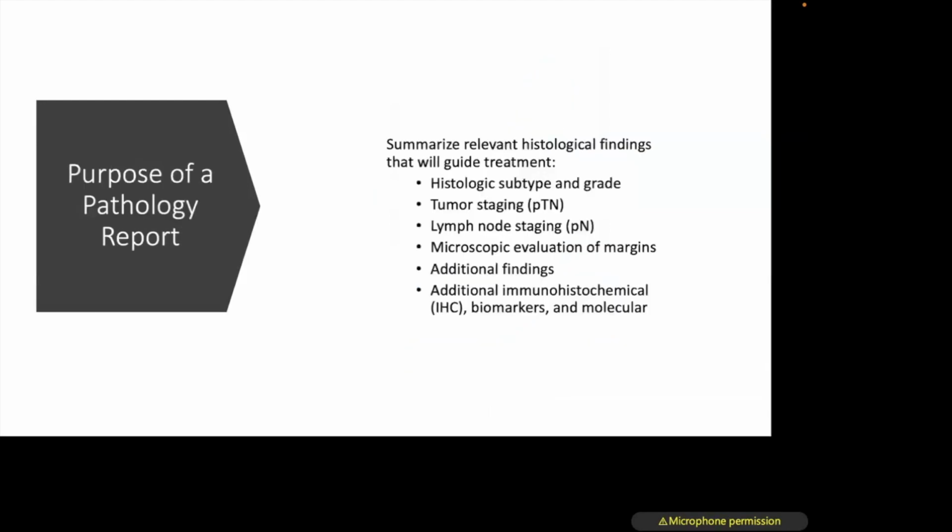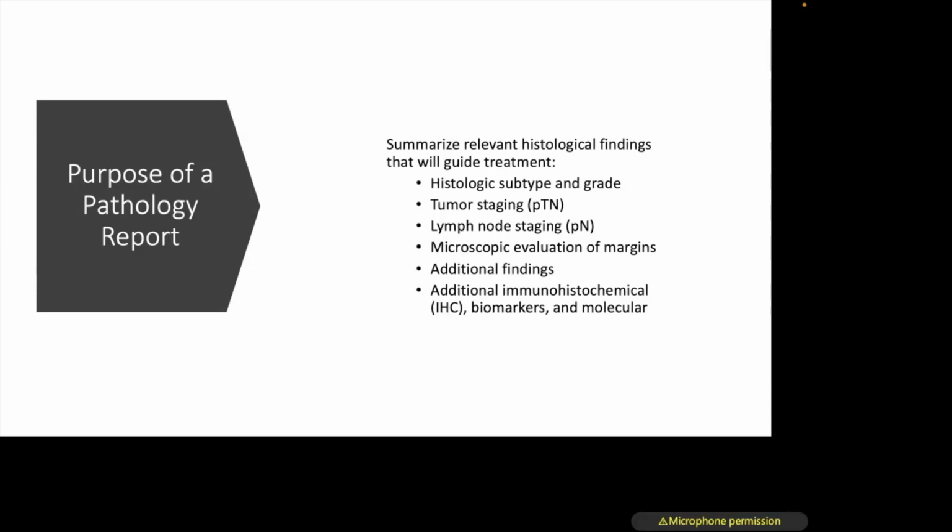The purpose of a pathology report is to summarize the relevant histological findings that will guide treatment. This includes histological subtype and grade, so whether it's a neuroendocrine tumor or a PDAC. Tumor staging: in pancreatic ductal adenocarcinomas that involves size, whereas in pancreatic neuroendocrine tumors that involves the proliferative rate. We'll talk about that more later.